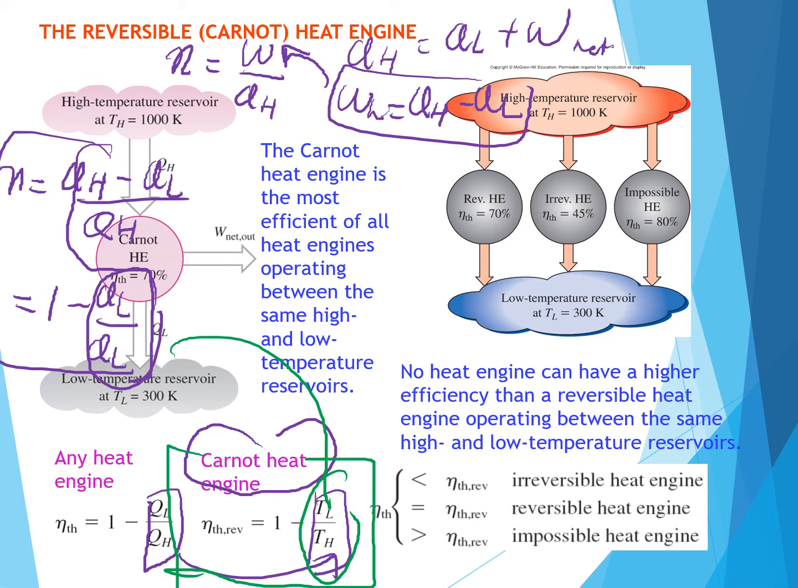And this figure just indicates that no heat engine can have a higher efficiency than a reversible heat engine. We consider the reversible heat engine as our ideal or perfect heat engine. So efficiency is lower for an irreversible heat engine and equal for a reversible heat engine, and an efficiency greater than reversible is an impossible heat engine.